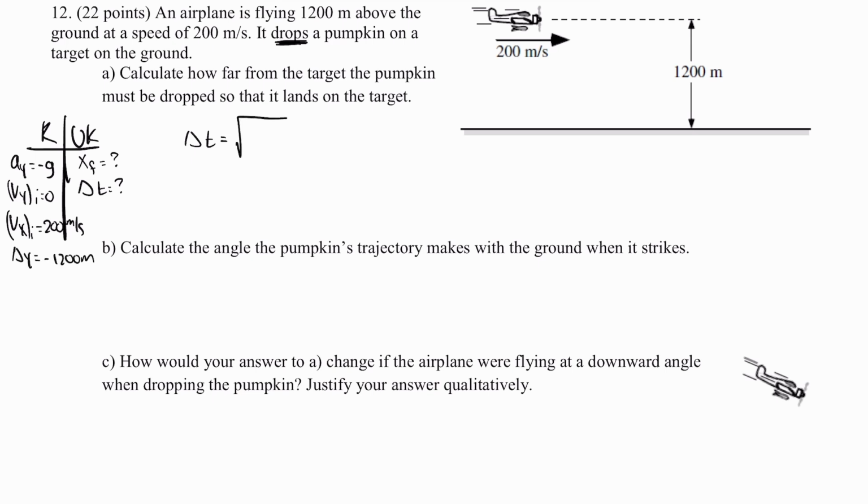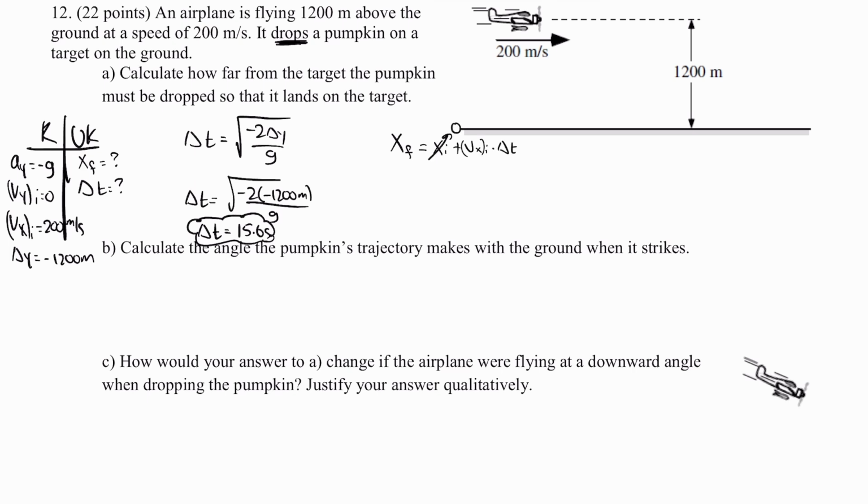And the formula is -2 delta y over g. So it's -2 times -1,200 meters divided by g. So my time of flight is going to be 15.6 seconds. Now I'm going to use this time for the horizontal equation of motion, which is just the final horizontal position equal to the initial plus the horizontal velocity times the time interval.